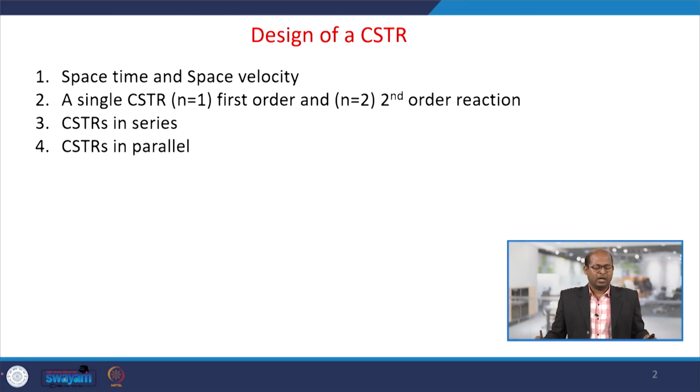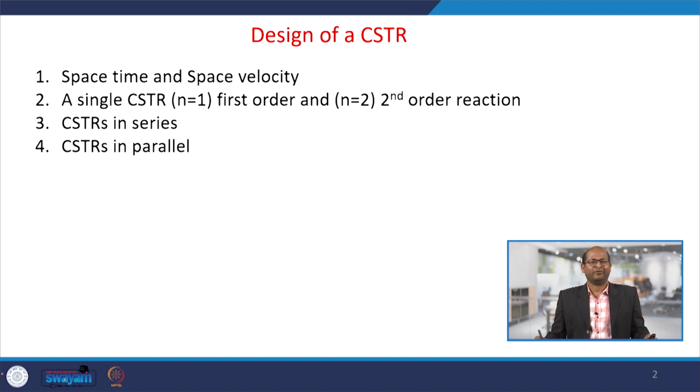In our previous class we discussed various reactors and the different ways we can connect them, and how that affects the overall volume of the systems. Now, today we will discuss space time and space velocity, and then we will discuss single CSTRs for first order and second order reactions, and then CSTRs in series and CSTRs in parallel.